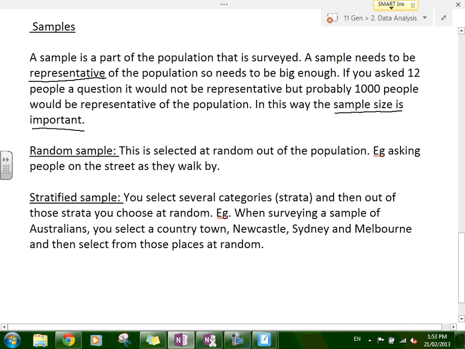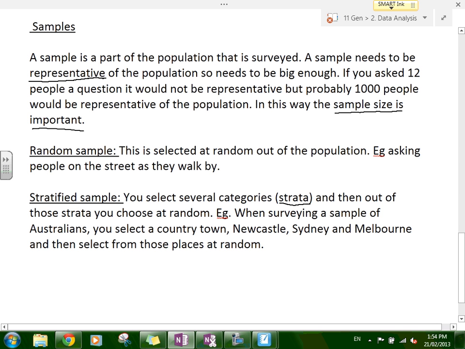You select several categories, which are called strata, and then out of those strata, you choose at random. Basically, you have a particular sample size, and within that sample you say that this many come from here, this many come from here, this many come from here. And then out of those areas it is at random, but it's a little bit more spread out.